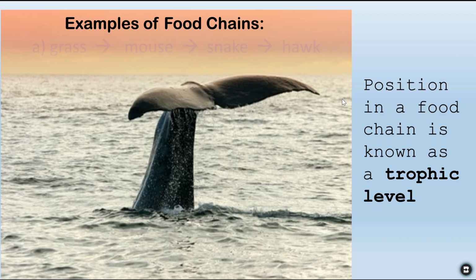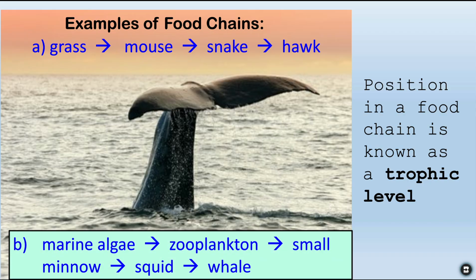So, first off, remember what a food chain is. Food chains show us the various relationships that can exist in an ecosystem. What we are looking at is the movement of energy more than anything.